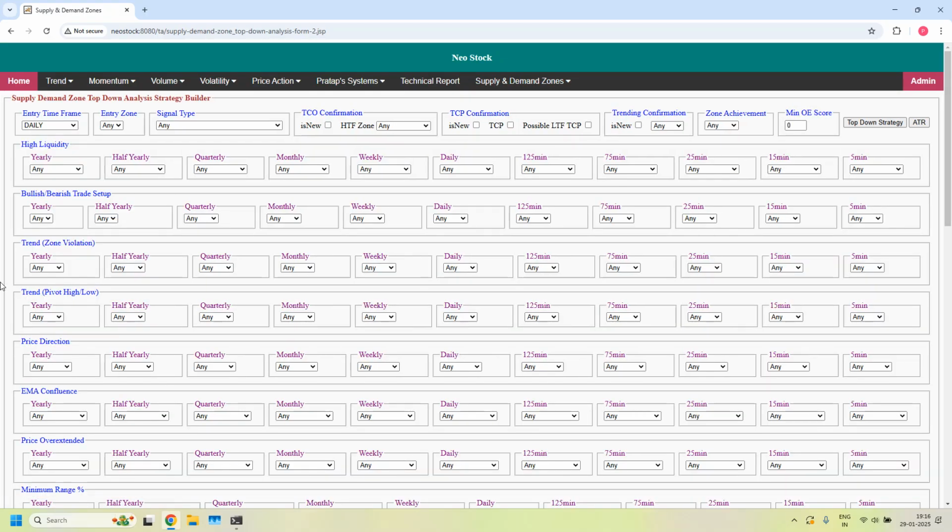First, daily income trade, bullish trade setup. Entry time frame is 15 minutes. Entry zone, demand zone. In the bullish or bearish trade setup parameter, at the 15 minutes entry time frame, I am selecting bullish. And we need to set 3 filters for the 15 minutes demand zone. First filter is the 15 minutes demand zone should not be pierced.